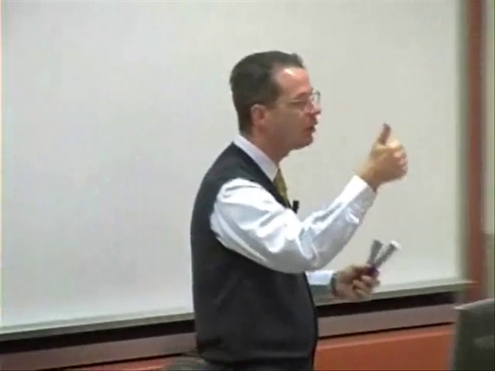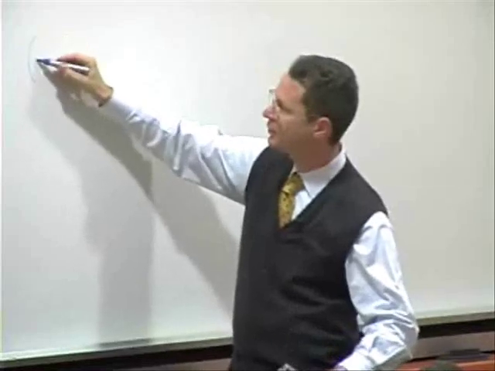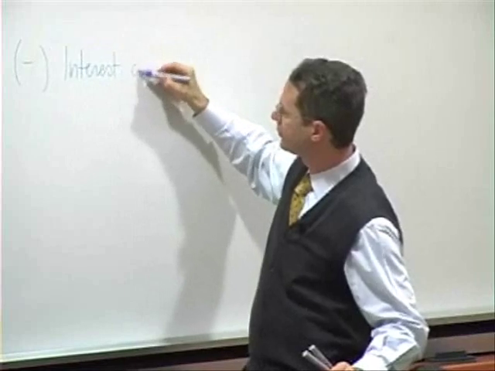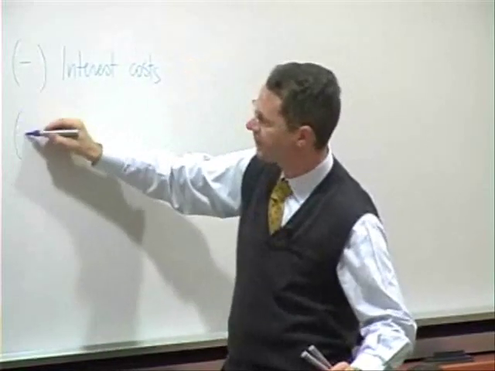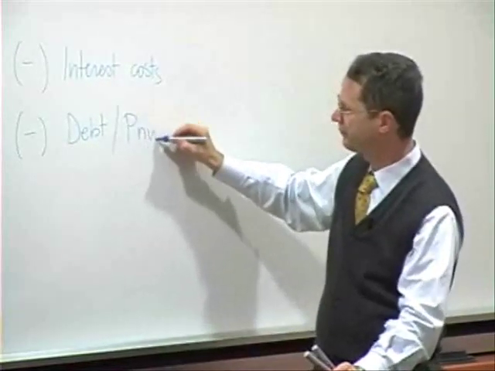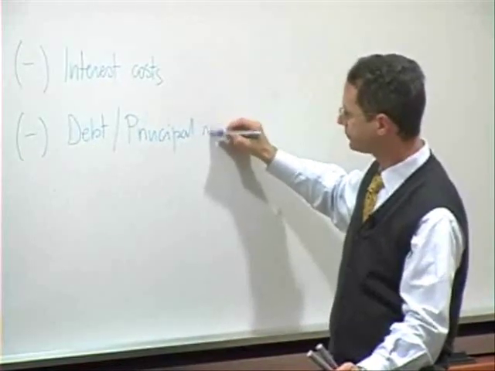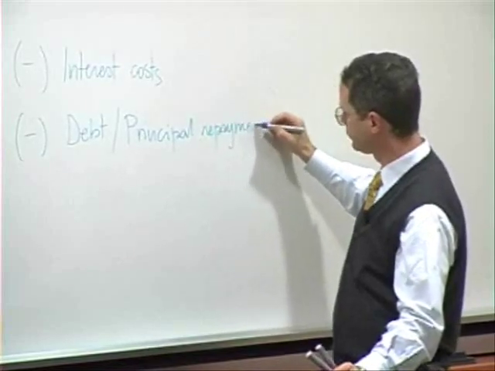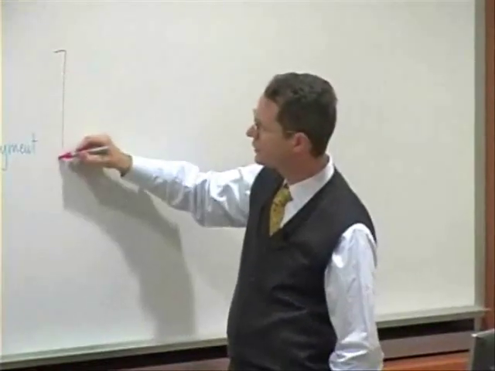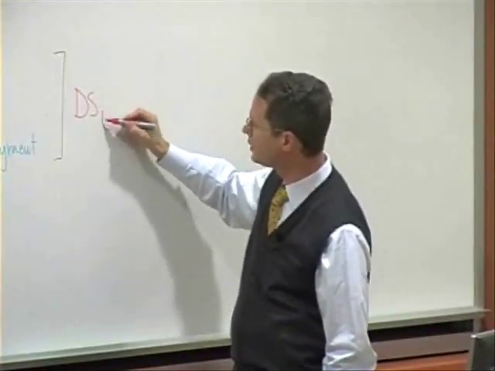I must, first of all, repay my creditors in terms of interest on debt, so interest costs, and debt repayment, or principal repayment if you prefer. Right? The sum of the two components, interest and principal repayment, can be defined as debt service. So this is debt service for a given year T.